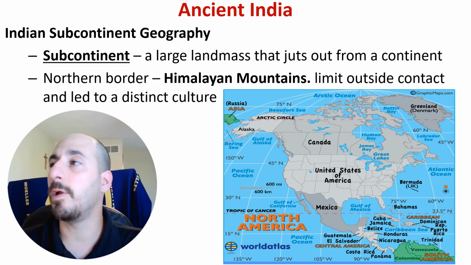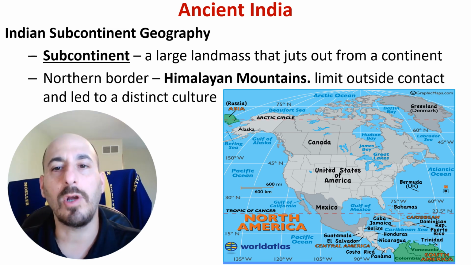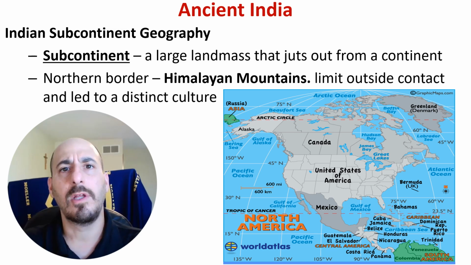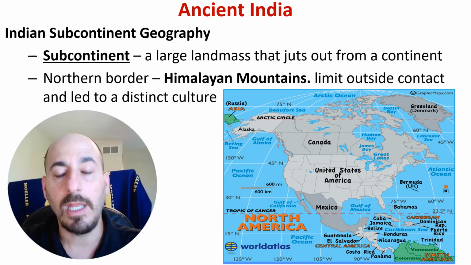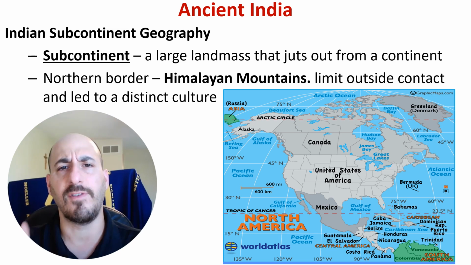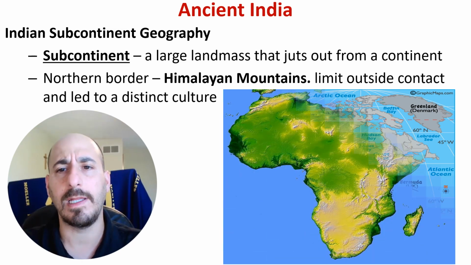All right, guys, so here we are, ancient India. When you look at India on the map, India has a specific type of geographical form. So, for example, right now I have North America up on the screen. What is North America? If you said continent, you're correct. North America is a continent.